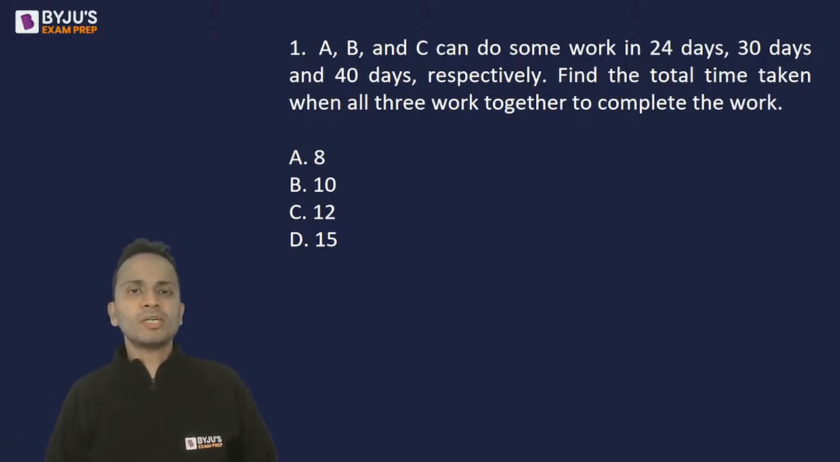So the first question is on time and work. It says A, B and C can do some work in 24, 30 and 40 days respectively. Find the total time taken when all three work together to complete the work. Now this is a question of not more than 30 seconds, still I'm giving you one complete minute. So 24, 30 and 40 days respectively is the time taken by A, B and C. You will have to find the total number of days if all three of them work together.